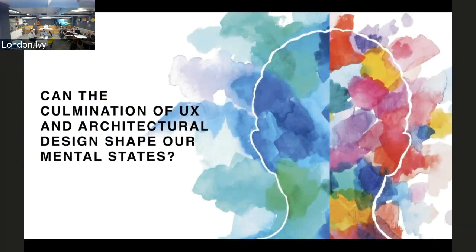So this next point is quite interesting. Can the combination of UX and architecture design help shape our mental states? Because I worked in architectural lighting before, the whole idea is designing an environment for people to be in, and I think one of the best examples of this is, for example, McDonald's or any fast food restaurants. They have very high levels of lighting, because they want high turnover of people.